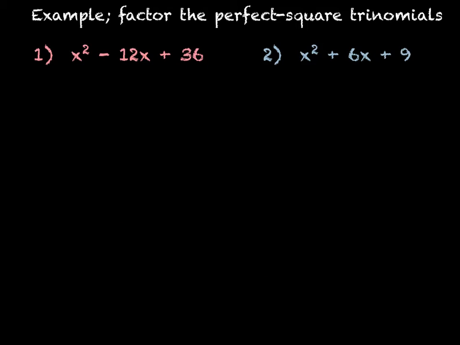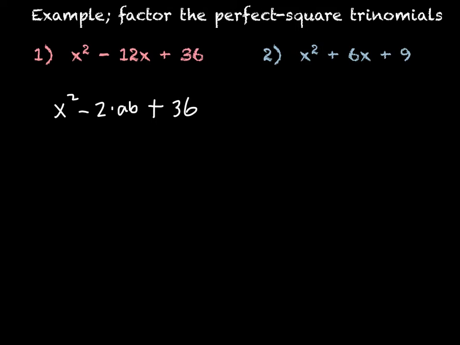So let's do some examples of factoring perfect square trinomials. The first example, we have x squared minus 12x plus 36. So the first thing I'm going to do is regroup. I have an x squared, and then I want it to be minus 2ab, so minus 2 times ab, which I need to figure out what that is, plus 36.